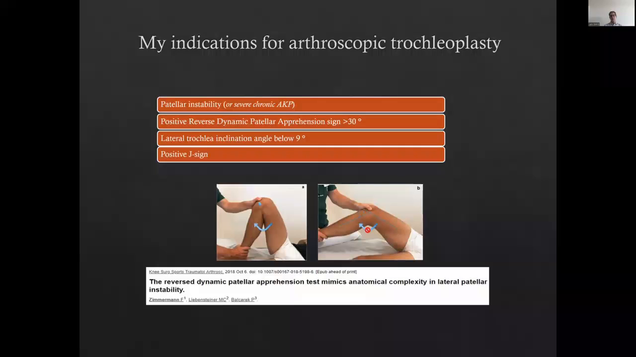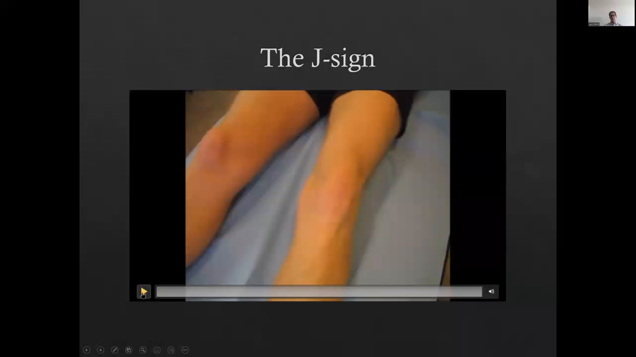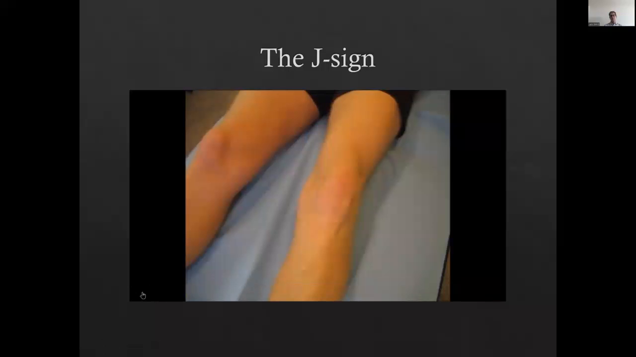Another important thing for me is the lateral trochlear inclination angle, and if it's below 9 degrees, I will suggest a trochleoplasty. And then there's a positive J sign. It's not always possible, but nearly always. And just to show you a J sign here, you should try to see how huge forces are involved in this. And that is the reason why you cannot just do an MPFL reconstruction, because an MPFL reconstruction is like a shoelace. It won't last forever.